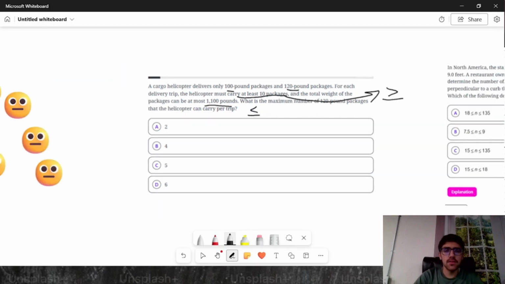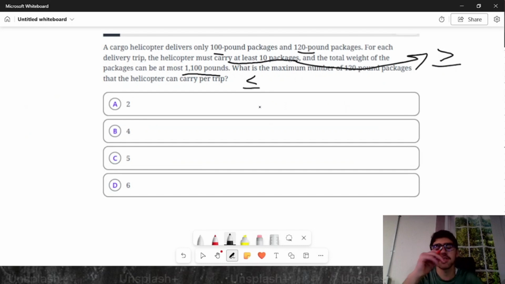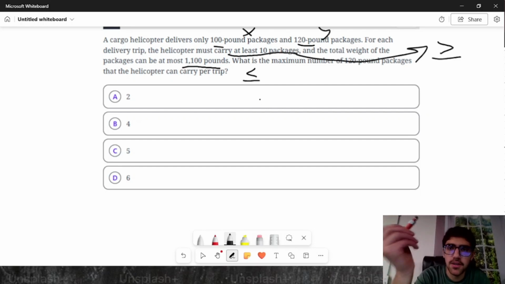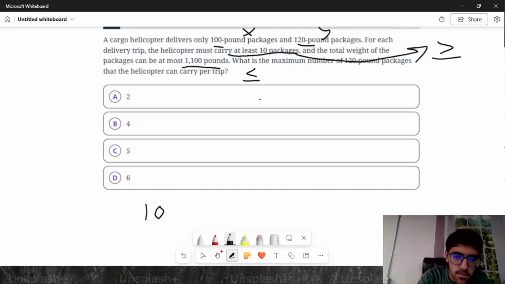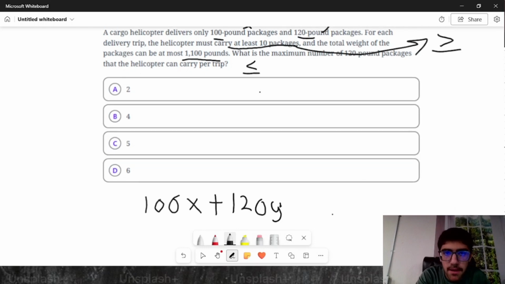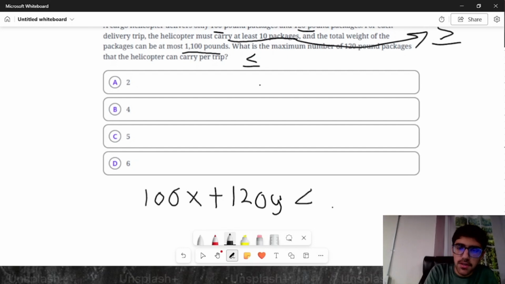This one we could solve using just basic math, but I'm going to show you how to solve it using inequalities. Let's assume that the number of 100-pound packages is x, and the number of 120-pound packages is y. So you have 100x, 100 times the number of 100-pound packages, plus 120y, the number of 120-pound packages times 120. This gives us the weight, and it can be at most 1,100 pounds, so this must be less than or equal to 1,100.